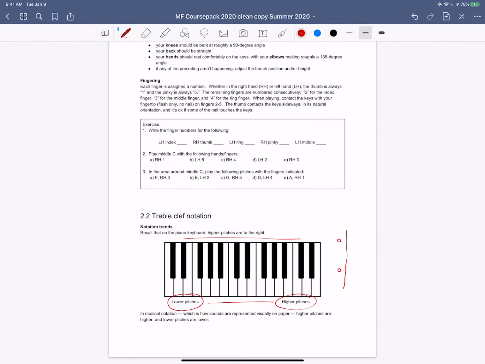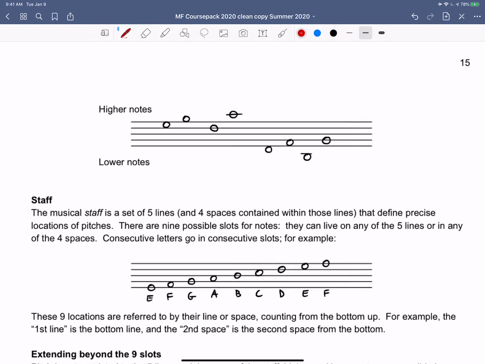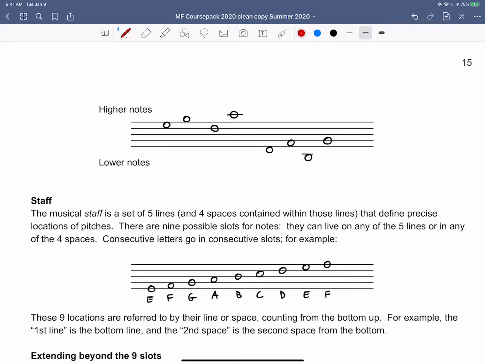So looking at the example on the next page, it doesn't matter what clef you're in, these notes are relatively high on the page. They're just vertically higher than these. So these notes are your high notes and these notes are lower notes. So just keep that in mind as you begin to map out these trends.